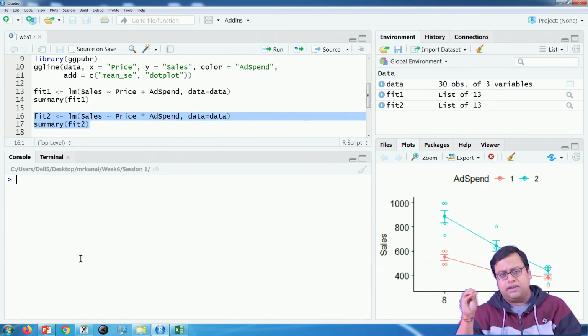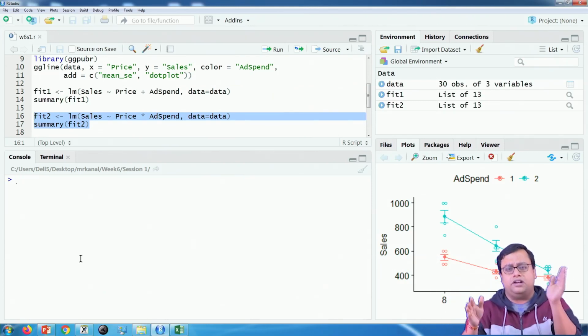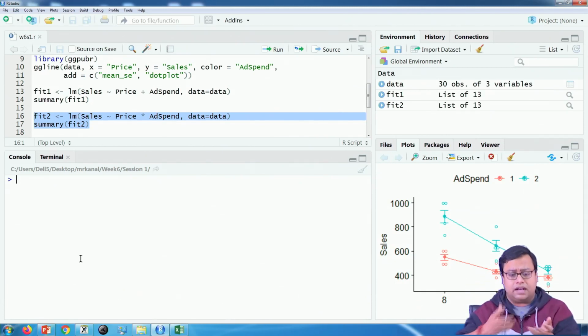In simpler terms, I have to find all possible combinations: 8 rupees at ad spend 1, 8 rupees at ad spend 2, 10 rupees at ad spend 1, 10 rupees at ad spend 2, 12 rupees at ad spend 1, 12 rupees at ad spend 2. For all these 6 combinations, I have to see what the sales and profit are, and which one has the highest profit. This is what I have to calculate.